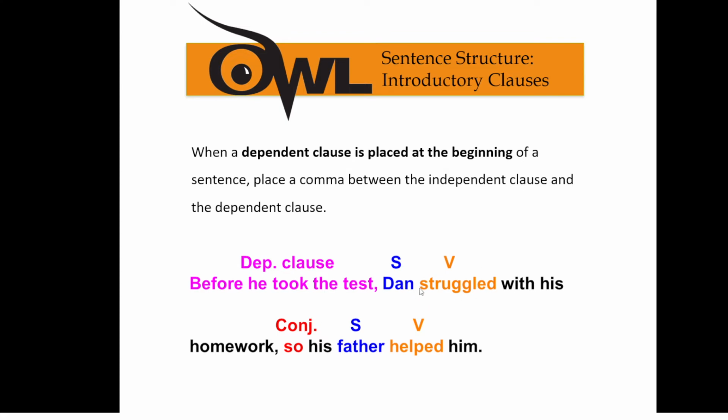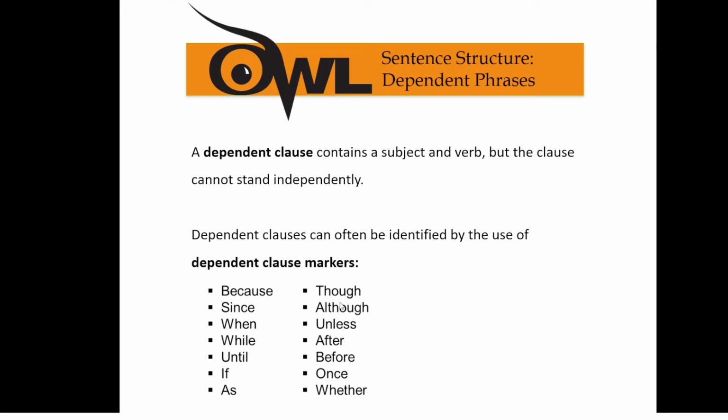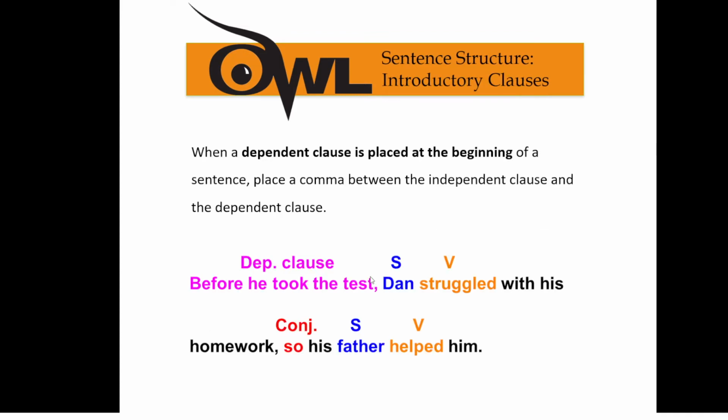Now, they decide to get really fancy and make this a compound sentence as well. "Dan struggled with his homework, so his father helped him." So we've got one dependent clause and two independent clauses connected by a coordinating conjunction. Technically, this is a subordinating conjunction, but we don't need to get into that. Point being, if the dependent clause comes first, if the clause which is giving additional information, like though, unless, before, when, comes at the beginning, you have to separate it from the independent clause with a comma.